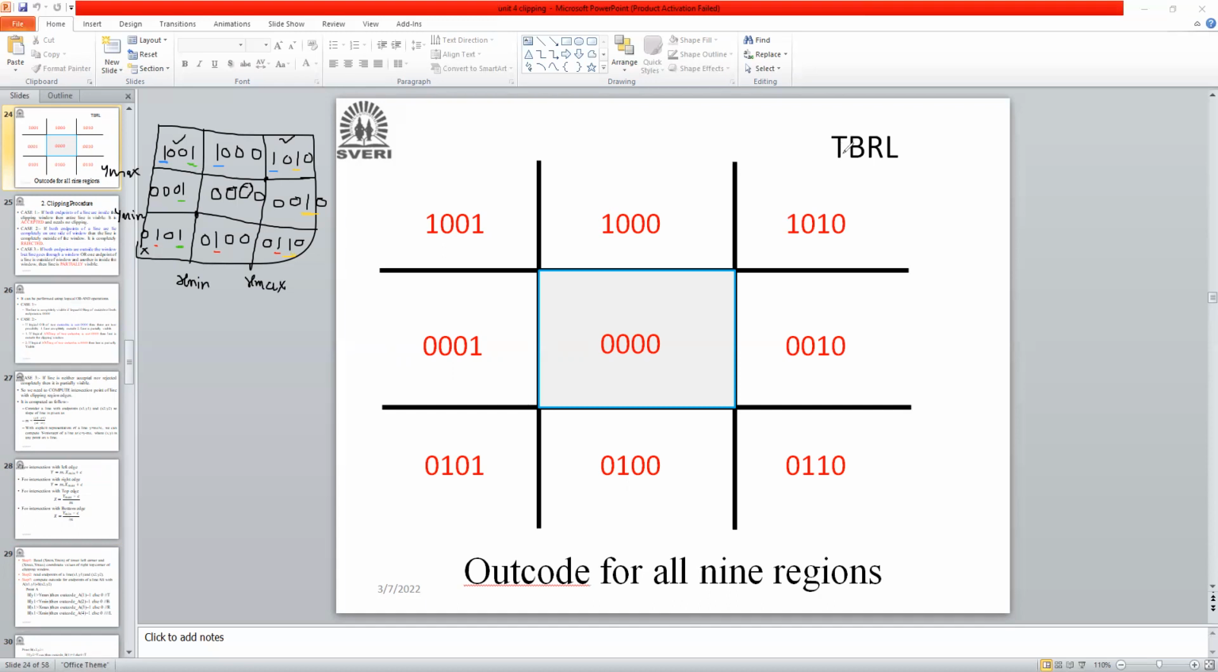If the window is on the top, then the first bit is 1. The first bit in the 4-bit number is there for the top portion, the second bit is there for the bottom portion, the third bit is there for the right hand side portion, and the fourth bit is there for the left hand side portion. So TBRL you have to remember, so that it will be easier for you to draw these 9 codes, 4-bit.